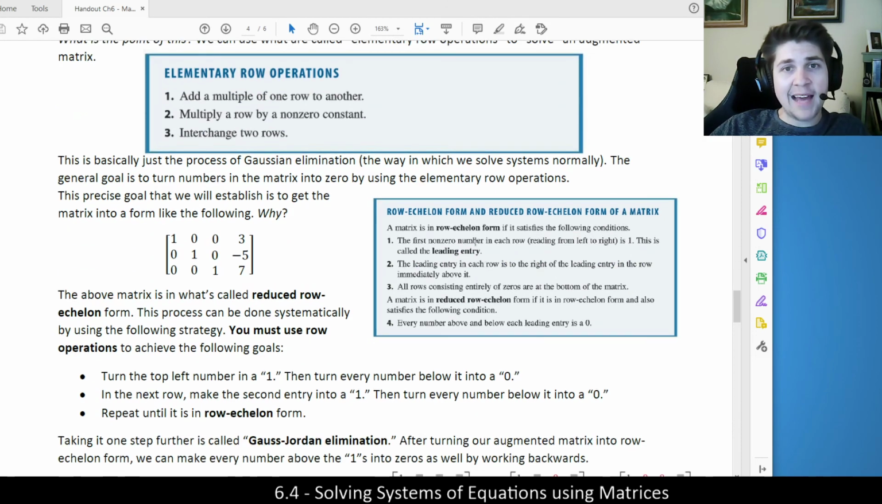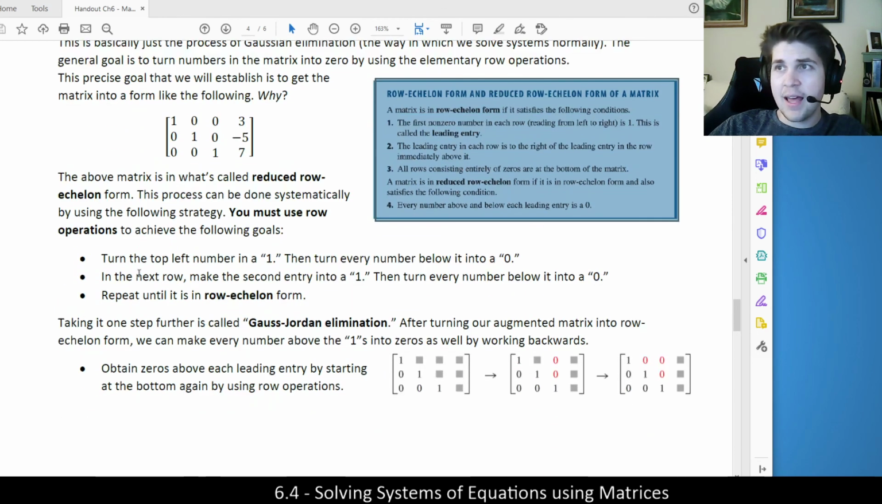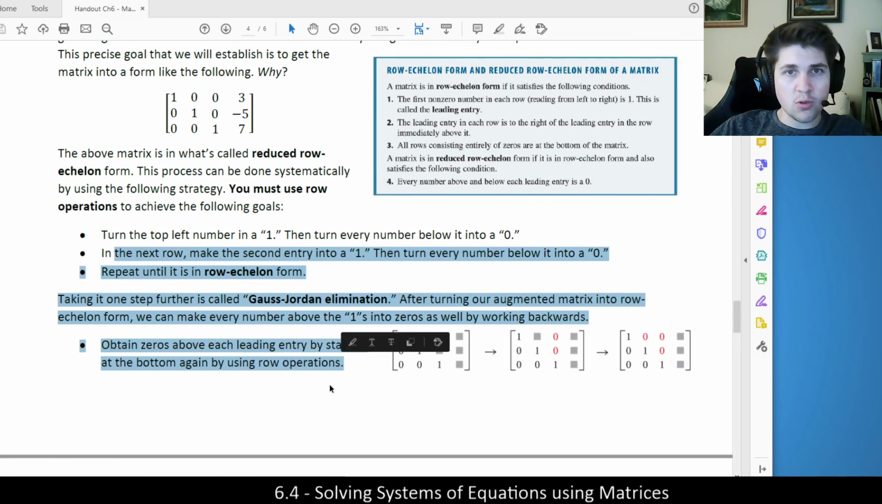And in your packet, there's a detailed description of what row echelon and reduced row echelon form look like, and the strategy that goes into actually solving this. But in the next video, I'm going to actually do an example of solving a system via matrix method and compare it to the elimination method that we did back in chapter 3.